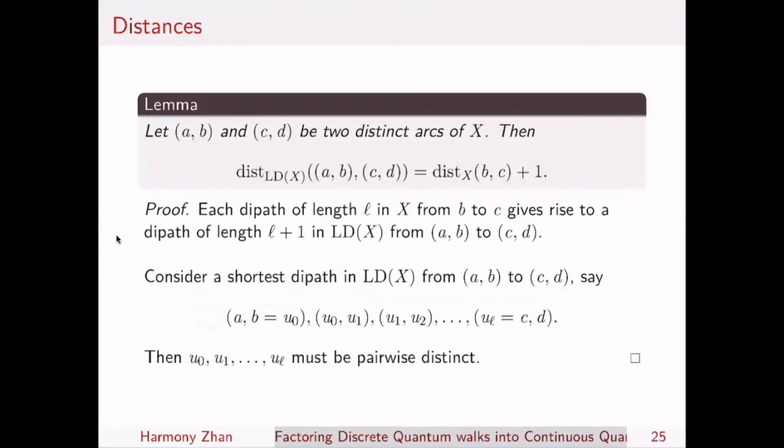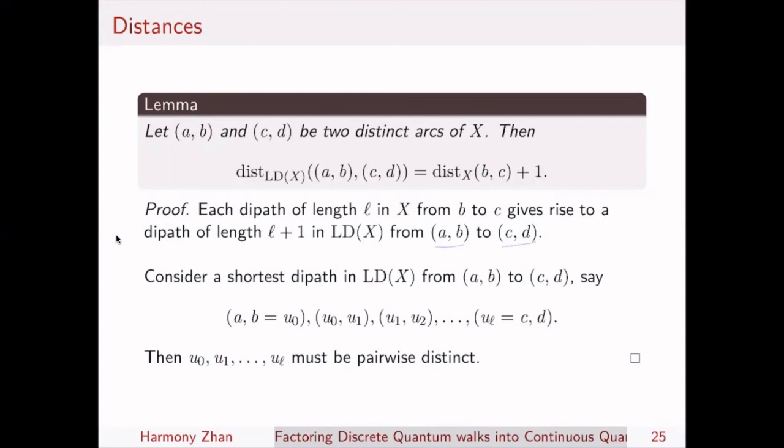Okay, so let me be more specific about the relation. Given ab and cd are distinct from each other, then the distance from ab to cd in the line digraph is exactly 1 more than the distance between b and c in the original graph. And the proof is easy. It consists of two steps. First, every path from b to c of length l gives rise to a dipath of length l plus 1 in the line digraph, because these two endpoints are not equal to each other. So that shows one inequality.